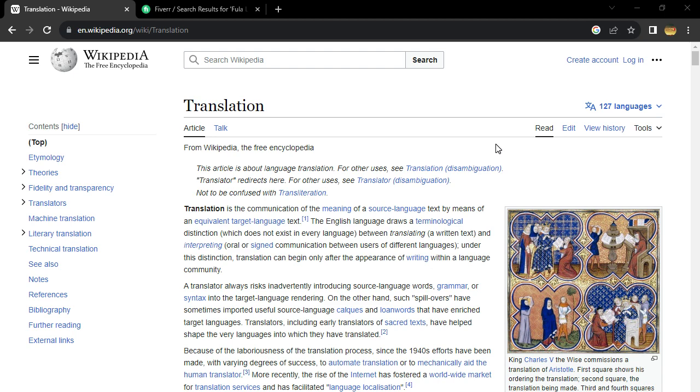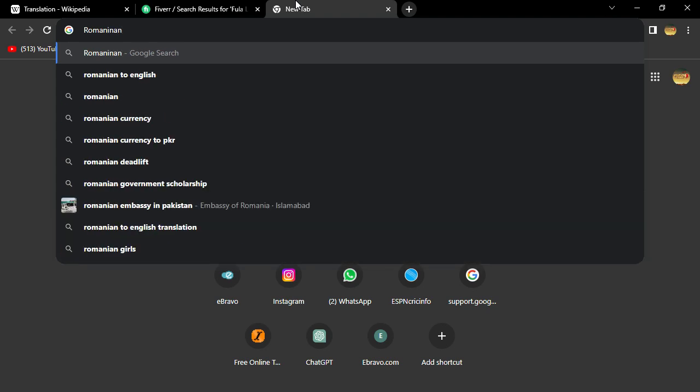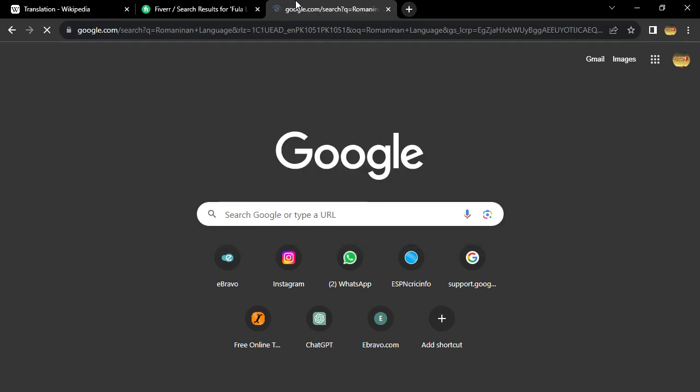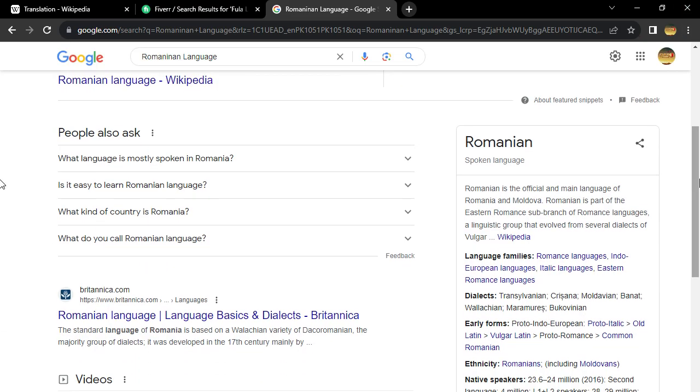So that was the short information about the word translation. I hope now you've understood this word. Now moving forward to the language, we'll also read some quick information about the Romanian language on Google Chrome to get a little bit of knowledge about it. Here you can see the information about the Romanian language, and we'll read it out to get some knowledge about this language.